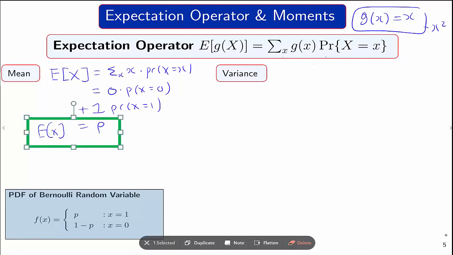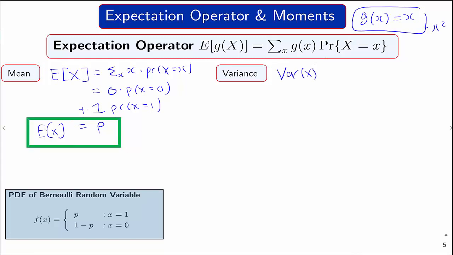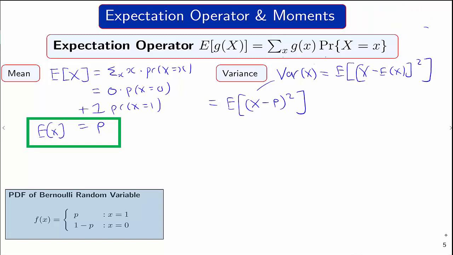We can then work out the variance. Remember the general formula for the variance of x is the expectation, or the average, of the deviation of x from its mean, all squared. It gives a measure of the volatility or the variability of some random variable. We just worked out E of x before, it's p, so we can simplify down. This is the expectation of x minus p, squared. Again, we just apply the formula now with g of x equal x minus p.